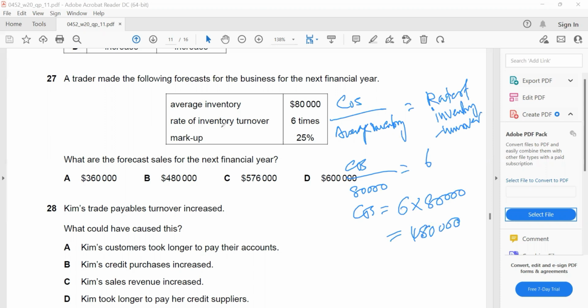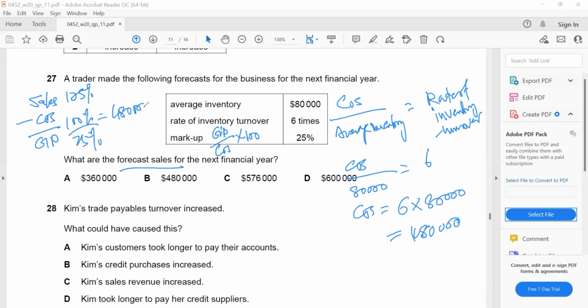So this is the cost of sales. The markup formula is gross profit over cost of sales times 100%. They want the sales forecast. Sales minus cost of sales gives gross profit. So here 25%, here 100%, sales will be 125%. And our cost of sales is 480,000. Okay, so now we want to find this one.